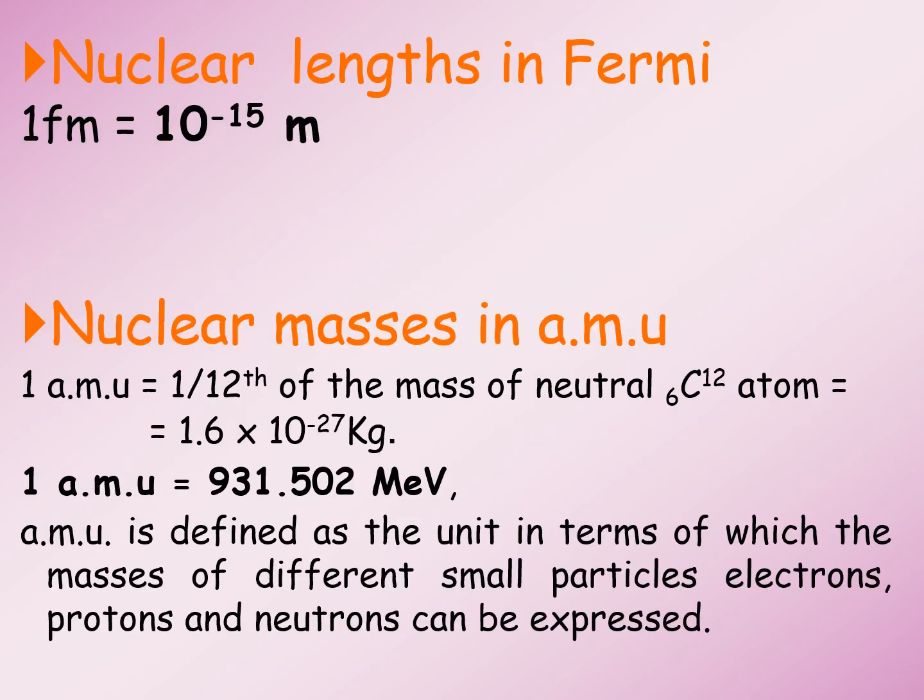So in nuclear physics, lengths are generally measured in Fermi, and 1 Fermi is equal to 10⁻¹⁵ meter. Nuclear masses are measured in atomic mass unit, written as AMU, and 1 AMU is equal to 1/12 of the mass of a neutral carbon atom, which is 1.6 into 10⁻²⁷ kg. In terms of energy, 1 AMU is equal to 931.502 mega electron volt. So AMU is defined as the unit in terms of which the masses of different small particles, electrons, protons, and neutrons can be expressed.